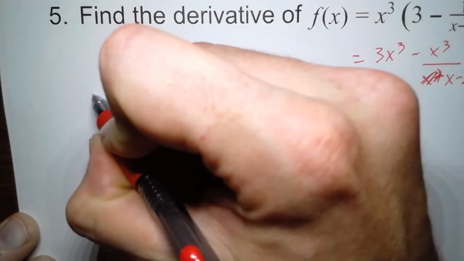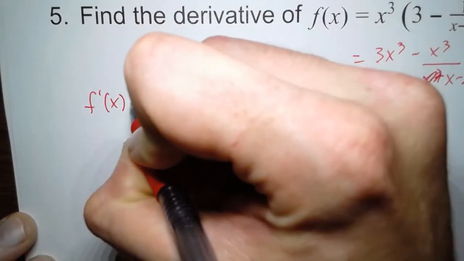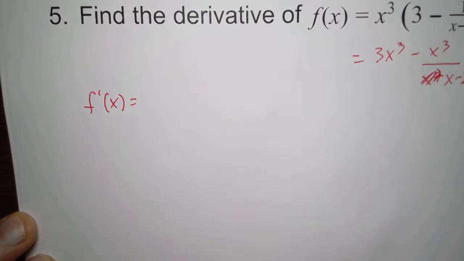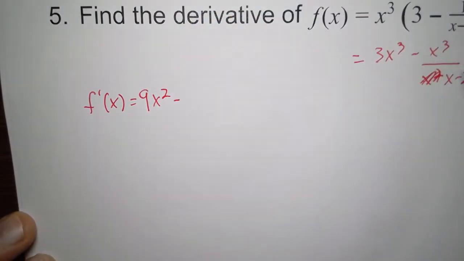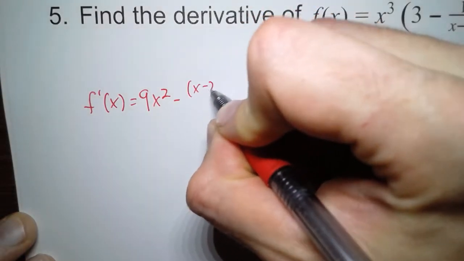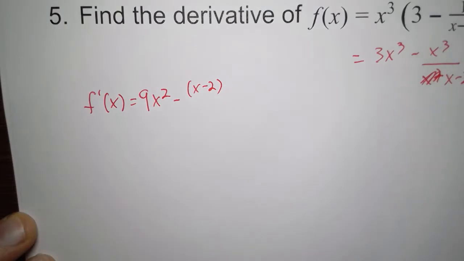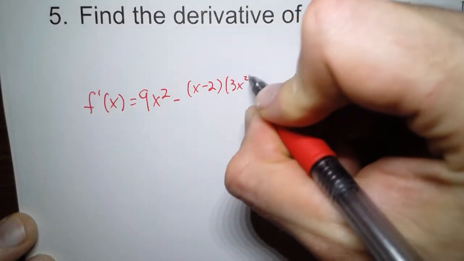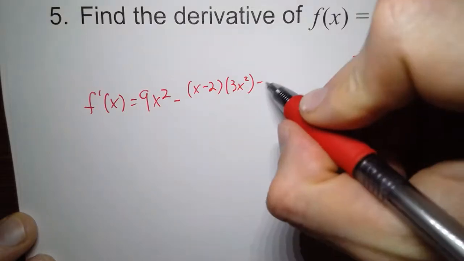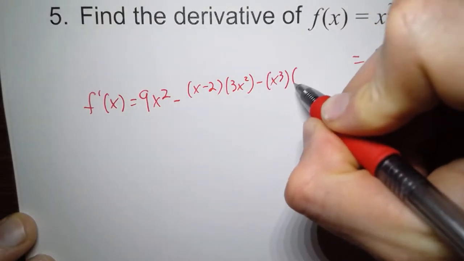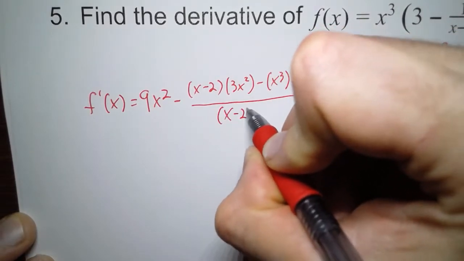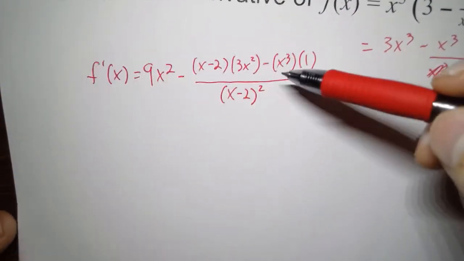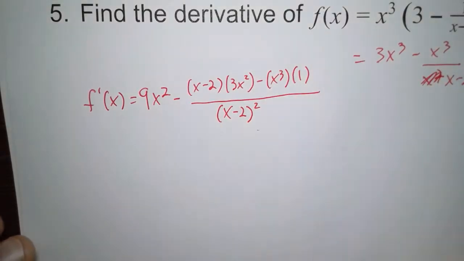So over here, f prime of x equals 3x cubed is going to become 9x squared minus, now we apply quotient rule here. So low d high, so x minus 2 times the derivative of the top, so that's 3x squared, minus high d low, that's x cubed times 1, all over x minus 2 squared. So it's just this part that has quotient rule, not the 9x squared.